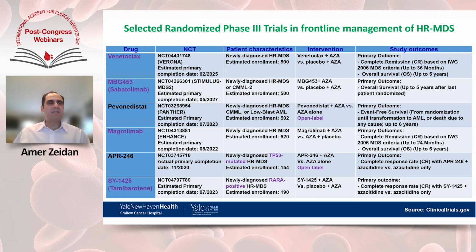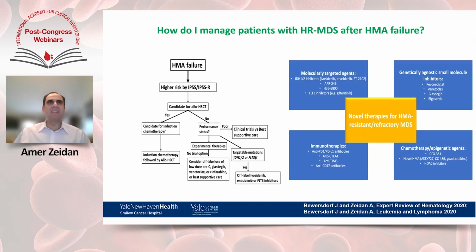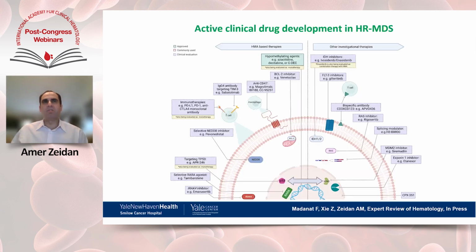So you can see here in this table 4 randomized clinical trials that are ongoing: venetoclax, sabatolimab, magrolimab, and tamibarotene, which is a RARA agonist. And then the ones in black, pevonedistat and APR-246, are unfortunately phase 3 trials that already reported as negative. And HMA failure continues to be a setting where it's very challenging to treat patients, with no approved treatment. So we always consider clinical trials whenever possible for those patients.